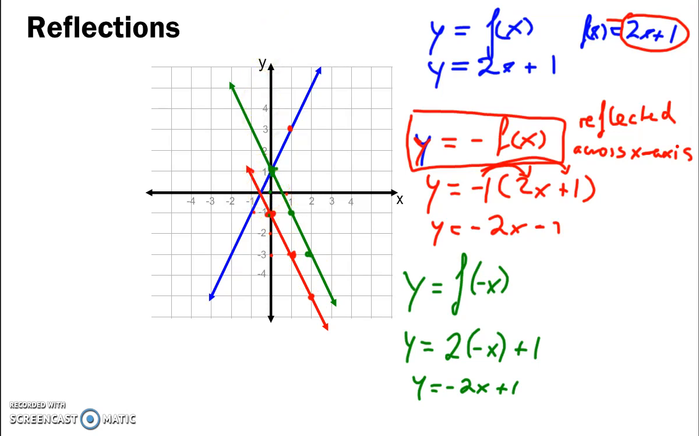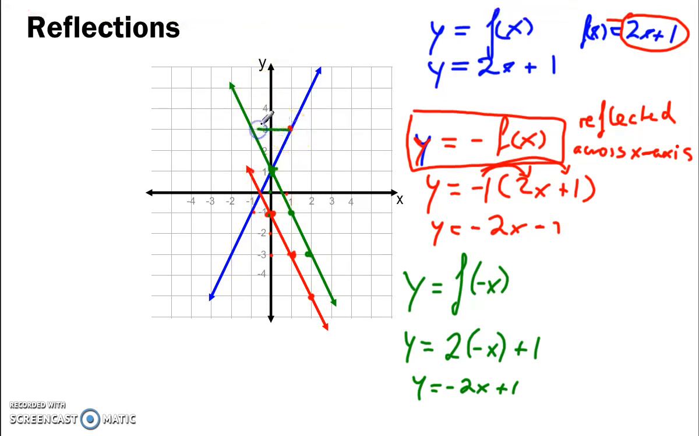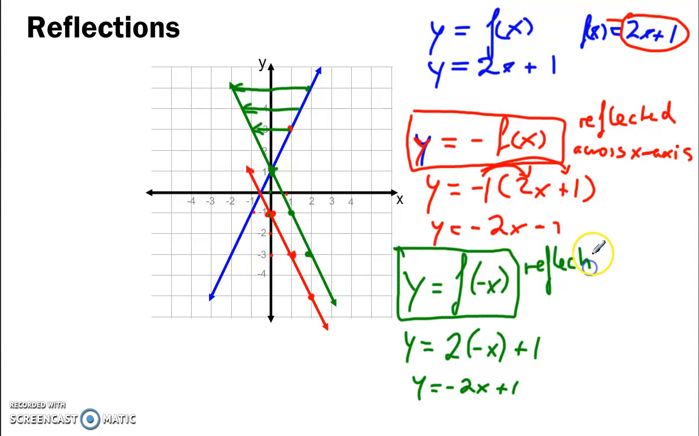If we look at these, notice this point is reflected over here, this one is reflected over there, and this point right here is reflected over here. So this is a reflection across the y-axis.